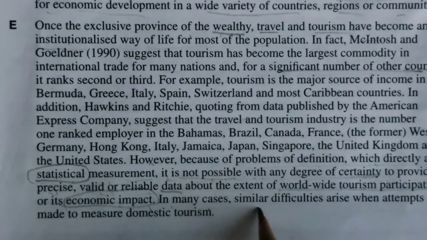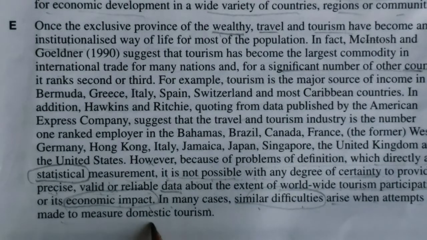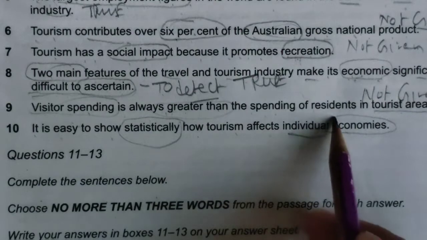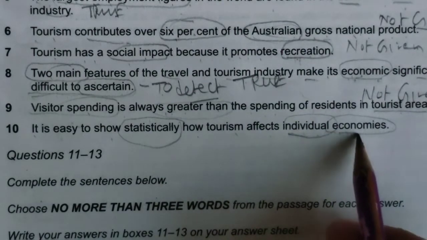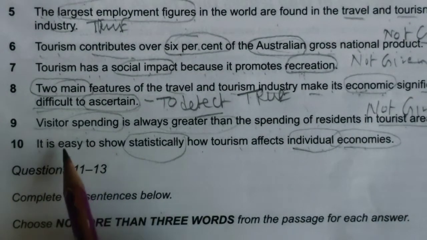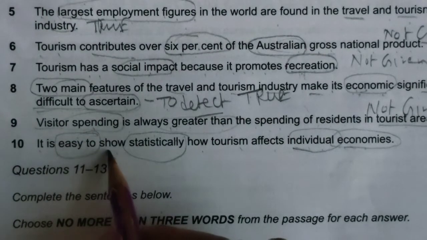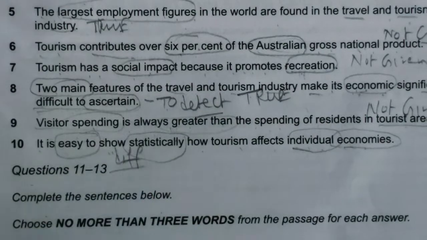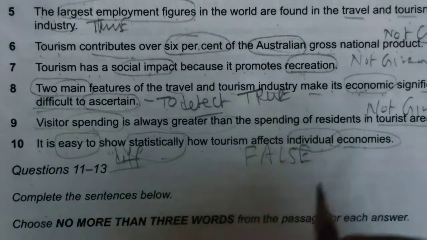In many cases, similar difficulties arise when attempts are made to measure domestic tourism. Domestic tourism here means, indirectly, they are talking about countries' individual economies. So everything we have found says it is difficult, but here it is given that it is easy to show. In the paragraph, they have given similar difficulties, so our answer is false.